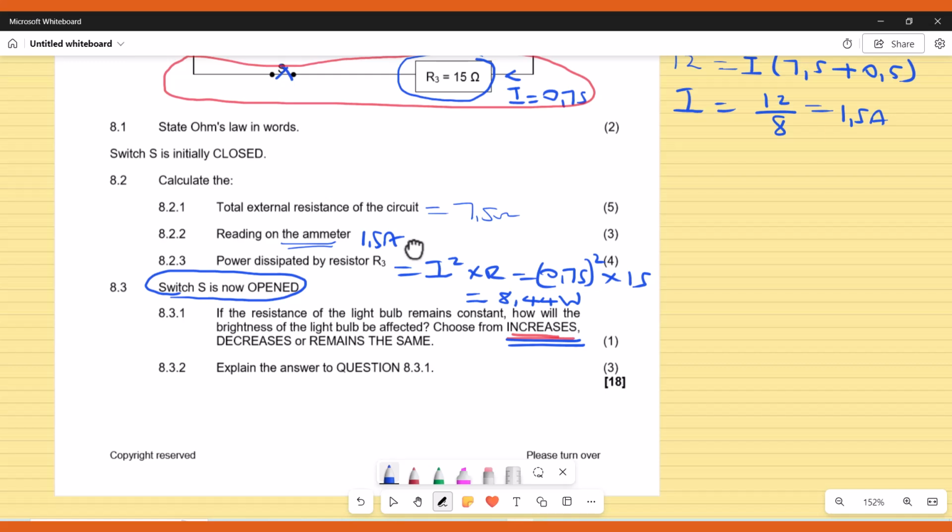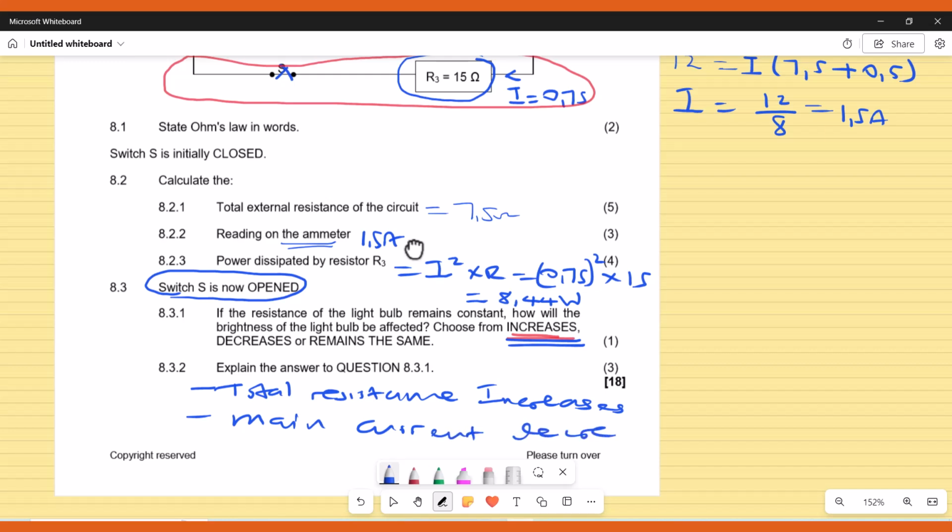What do we know? Now the total resistance will increase. If total resistance increases, it's going to affect the current through the battery. So the main current will decrease. Now, if the main current decreases, then it means that our V lost due to internal resistance will decrease.